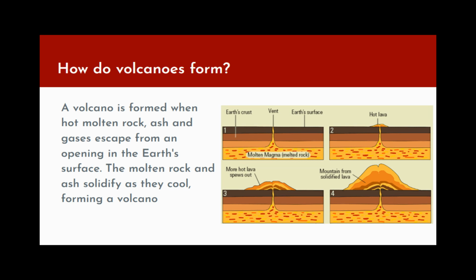So underneath the Earth, there was a fissure in the Earth's crust at the bottom of the ocean. And as the magma came up out of that fissure, it built up and it built up and it built up until eventually it breached the ocean's surface. So now we have a chain of islands.